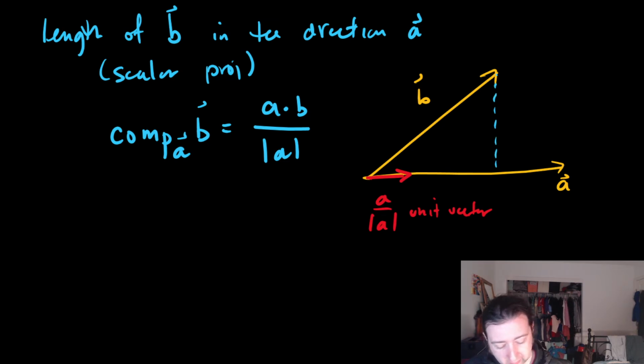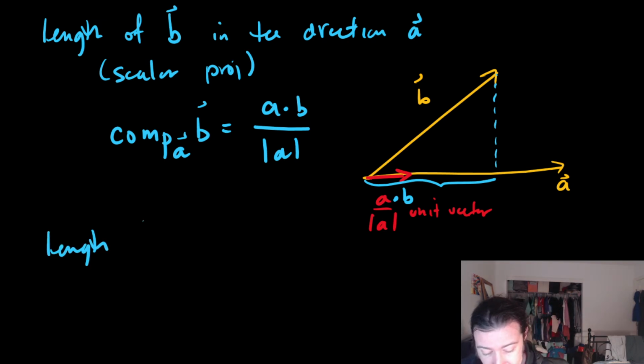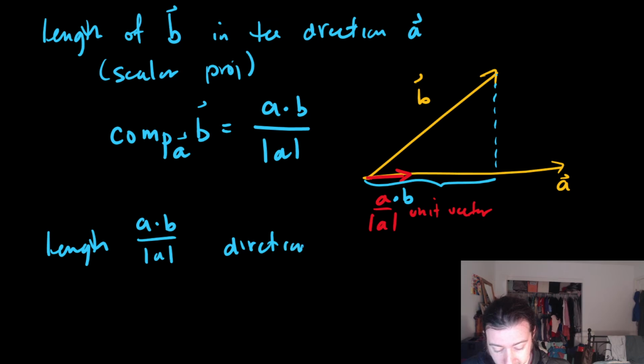So if I take that and I dot A with B, then I end up with this length right here. That's the scalar projection of B onto A. Now if I take that scalar projection and I multiply it by a vector in the same direction as A, I'll get the vector projection. So the length of the projection is A dot B over the length of A, and the direction of the projection, just direction, so I don't care about length, so I'm going to use a unit vector. The direction is A divided by the length of A.